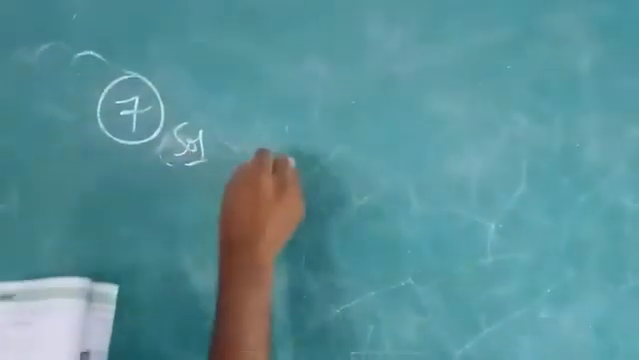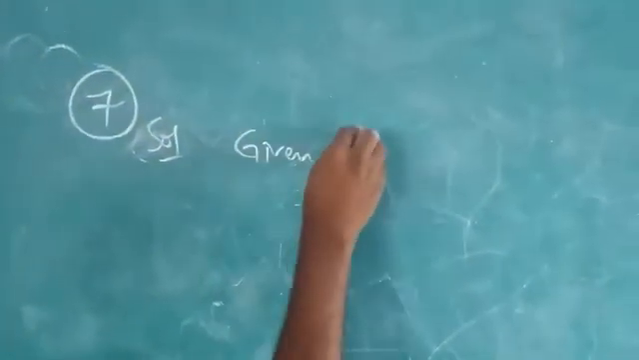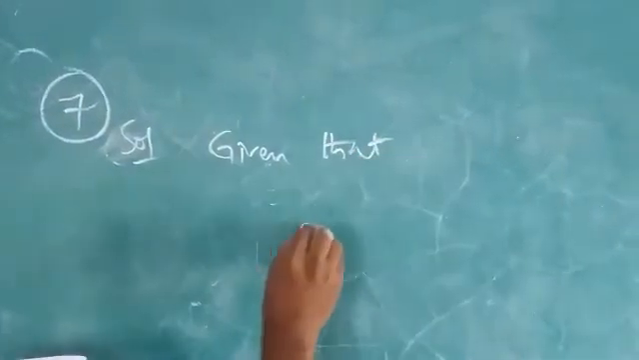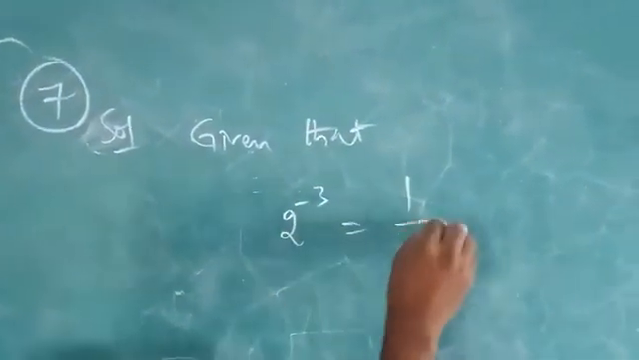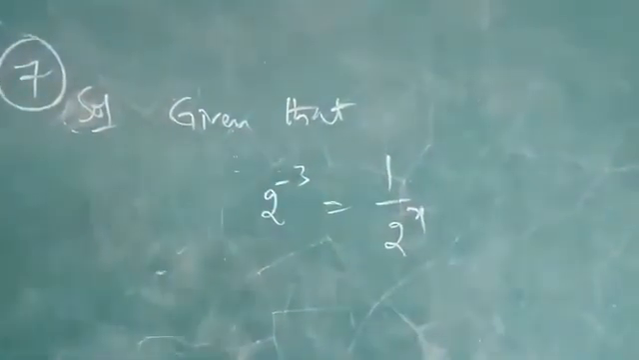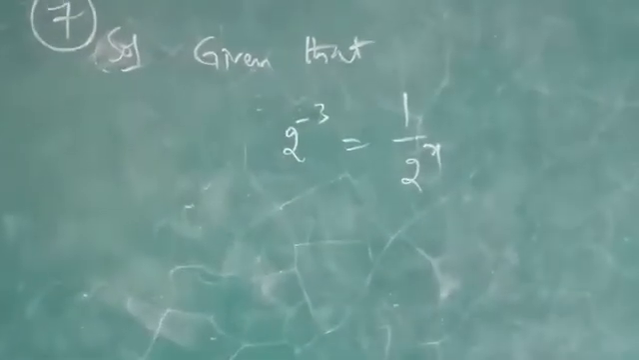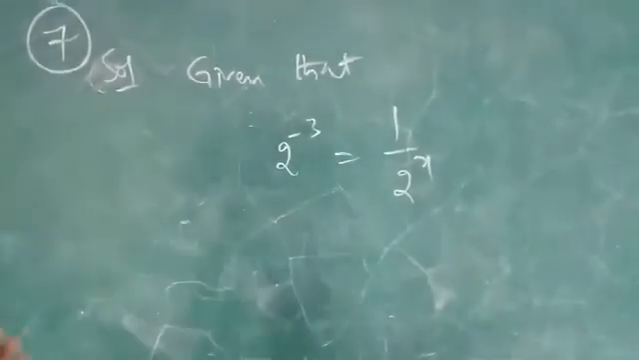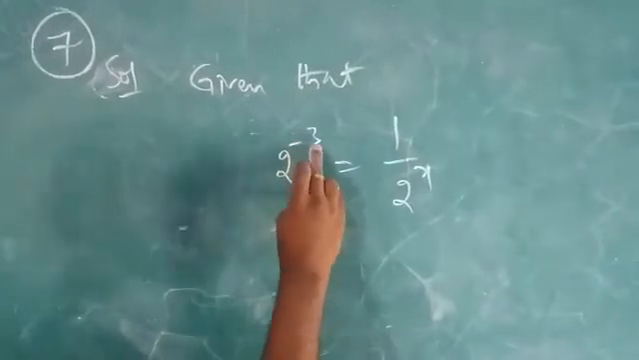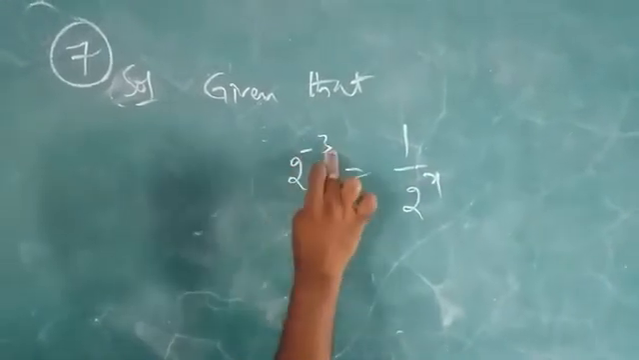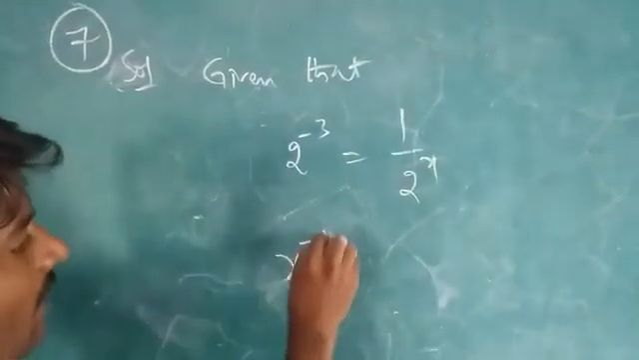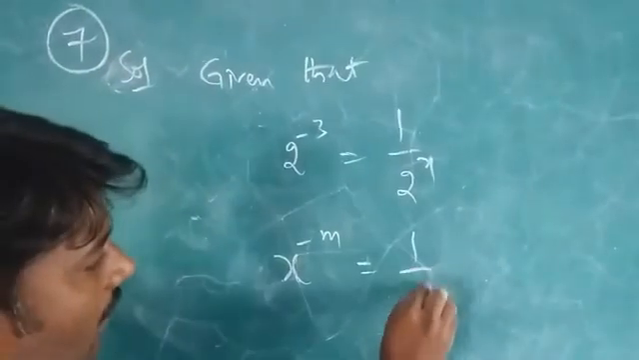Question 7th bit, what is given here? Given that 2 to the power of minus 3 is equal to 1 on 2 to the power of x. Very simple problem children, no need to worry about this one. So here the main formula to focus on is x to the power of minus m. That is, x to the power of minus m is nothing but 1 on x to the power of m.